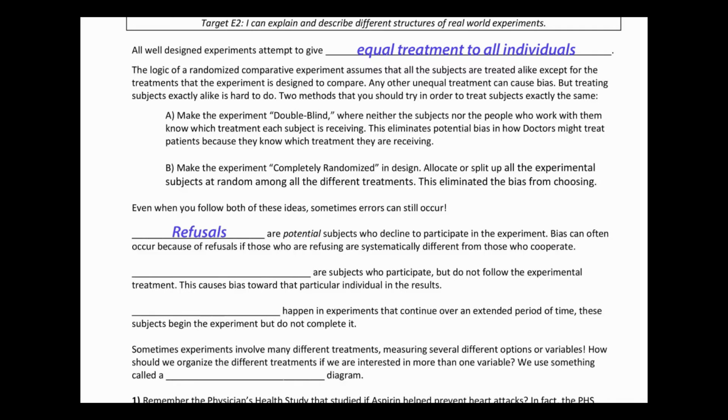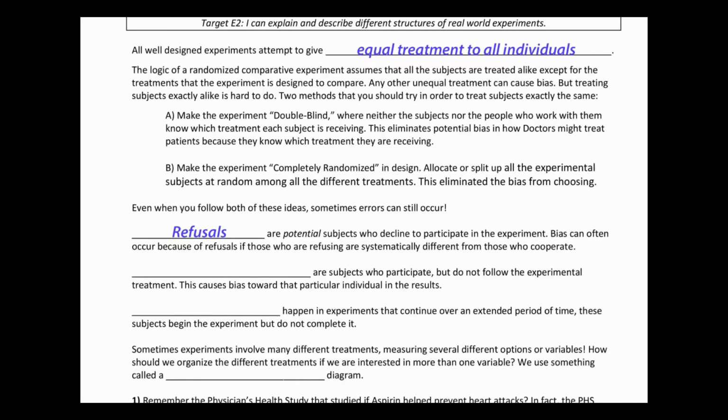The first one is refusals. Refusals are potential subjects who decline to participate in the experiment. Now, why is this bad? A lot of times bias can occur because refusals might be systematically different than those who want to participate. So in past experiments, it could be a certain ethnic group or a certain cultural group who doesn't maybe trust the medical system. And so they would say, nah, not going to participate. And so then you wouldn't be able to see if your medicine works on that group.